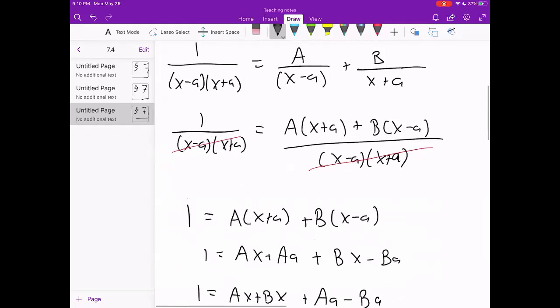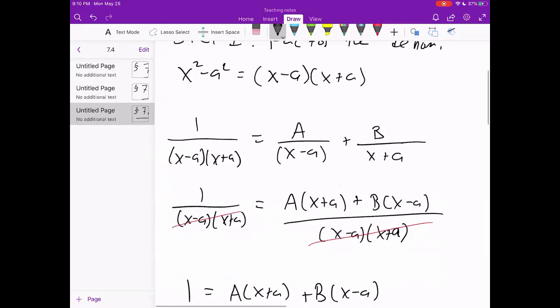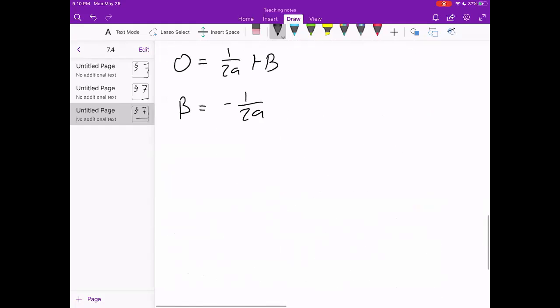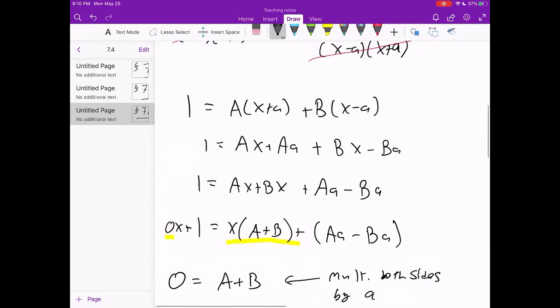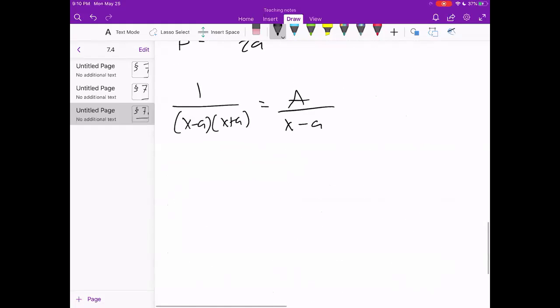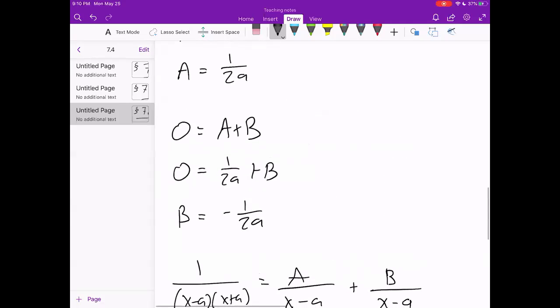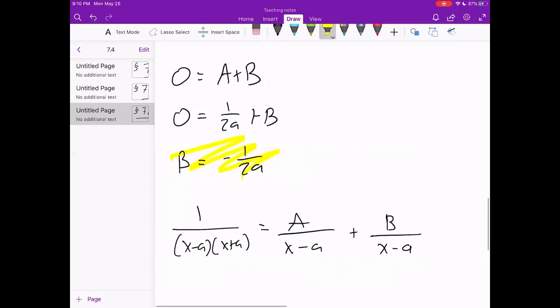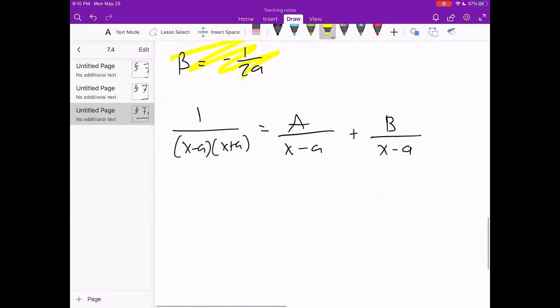So what was this all for? This was all because 1 over x minus a times x plus a was equal to A over x minus little a plus B over x plus a. Make sure I have these correct. And now I know what A and B are, so I've already solved for those. A is there, B is there. So now I can just plug those in.